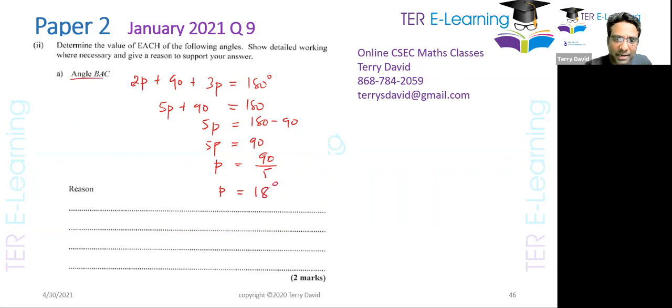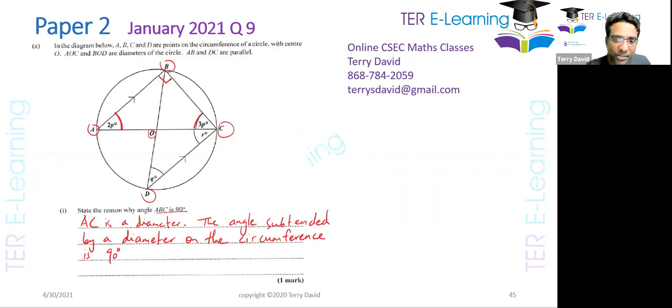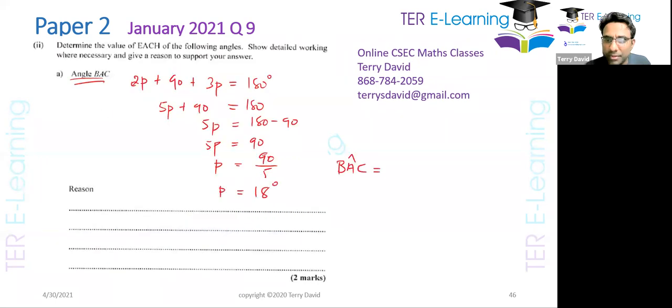But that's not the answer for angle BAC. Based on the diagram, angle BAC is actually 2P. That's this angle here. So this is going to be 2 multiplied by 18, and that's going to give me 36 degrees.